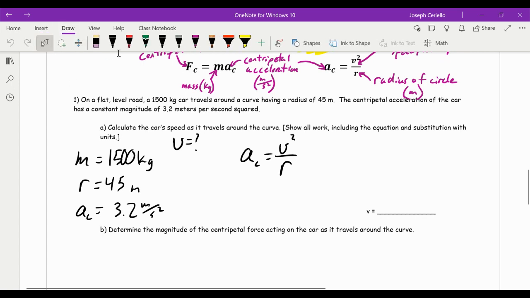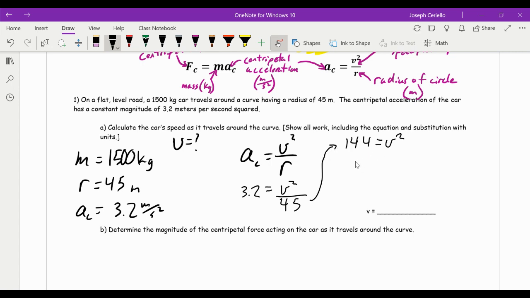So working through this one, we plug in 3.2 for a_c. v squared is our unknown over 45. The first thing I'm going to do is multiply both sides by 45. So let me just get my calculator open. And I get 144. So now I have 144 equals v squared.